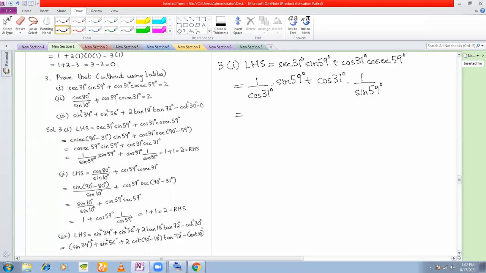And now you know that sine can be changed to cos and cos can be changed to sine, right? Yes, sir. So that means I can change any one to either sine or cos. Let us change the sine to cos. So cos 31 degree I have, and sine 59 I change to cos of 90 degree minus 59 degree. Plus here also I keep cos the same and I convert sine to cos.